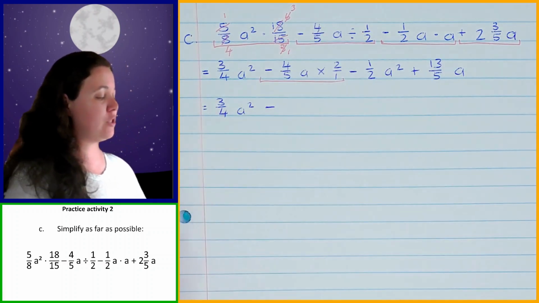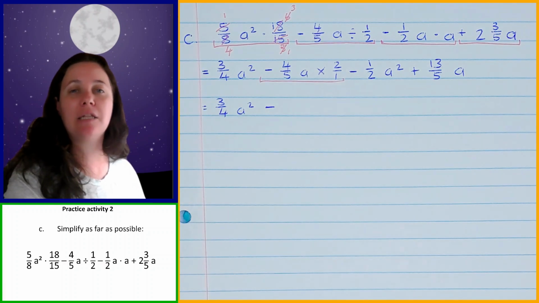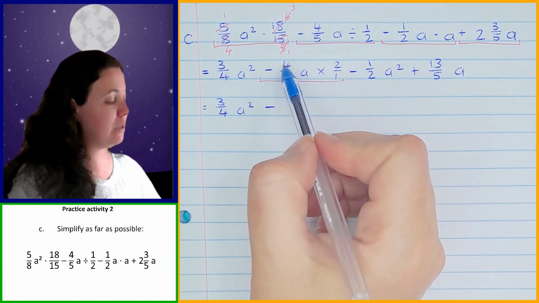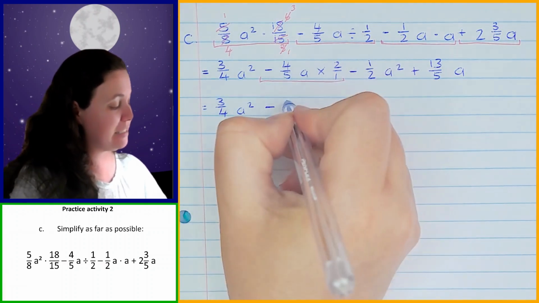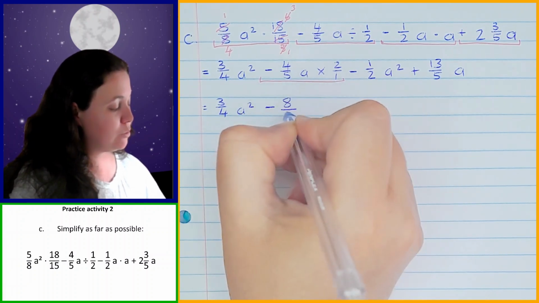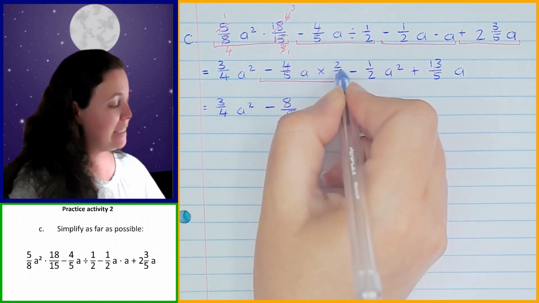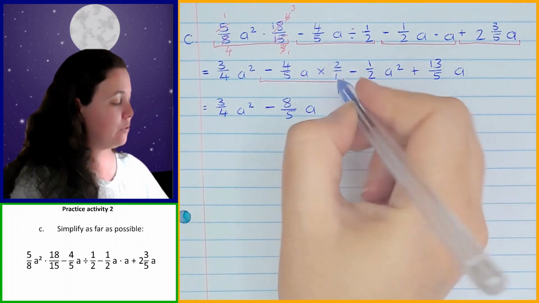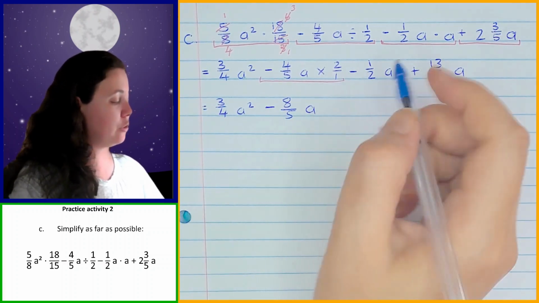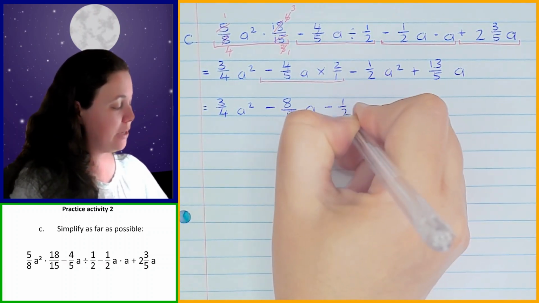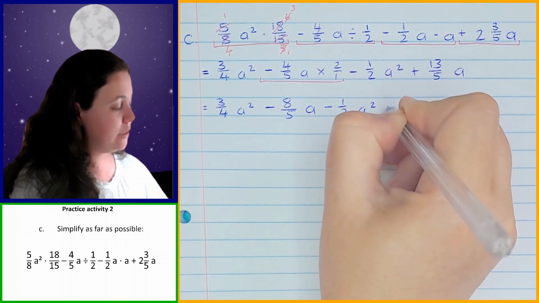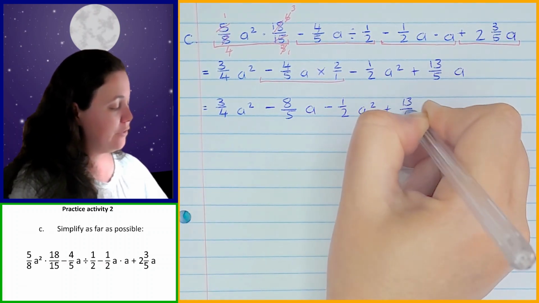4 over 5 times 2 over 1, I can't cancel anything out. So I'm just going to multiply the numerator. So it's 4 times 2 is 8. Over 5 times 1 is 5. And then a times nothing, it's just a over there. Okay. Then this and that are going to stay as they are because they are already simplified. So I've got half a squared plus 13 over 5a.